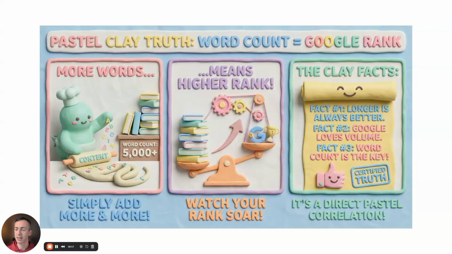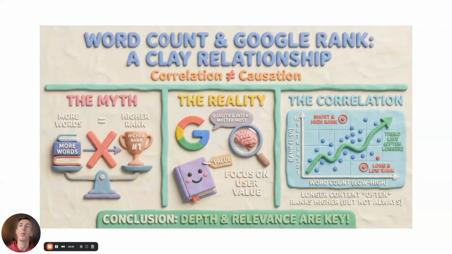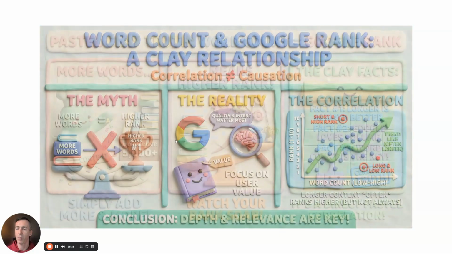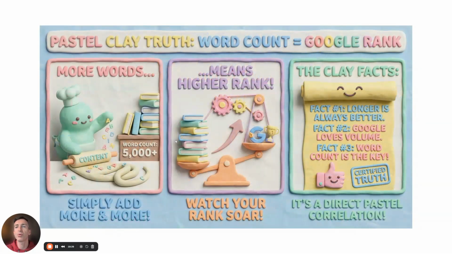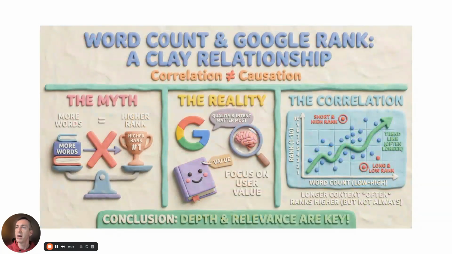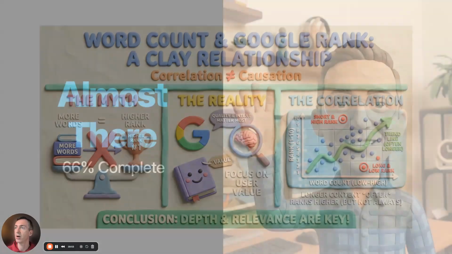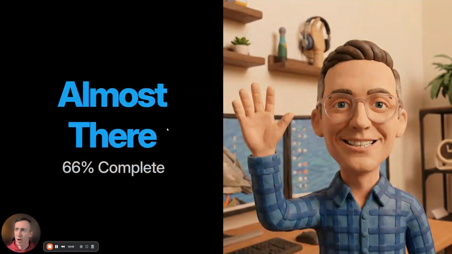So that little claymation should actually be this one. This is the relevant one. But I wanted to show you the first one because it's a myth that people still fall for. And I'm going to show you something very interesting about it in just a second. But this is reality. It's a myth that more words equal higher rank. The reality is it's quality. Focus on user value. If you need an in-depth article to answer a question, of course you've got to give it and you're going to need more words. But if it's a category page, it doesn't need a lot of words. So that is us almost there. We're 66% complete.